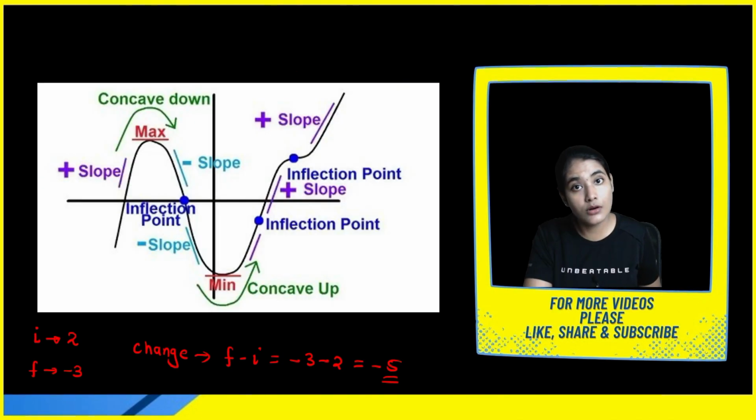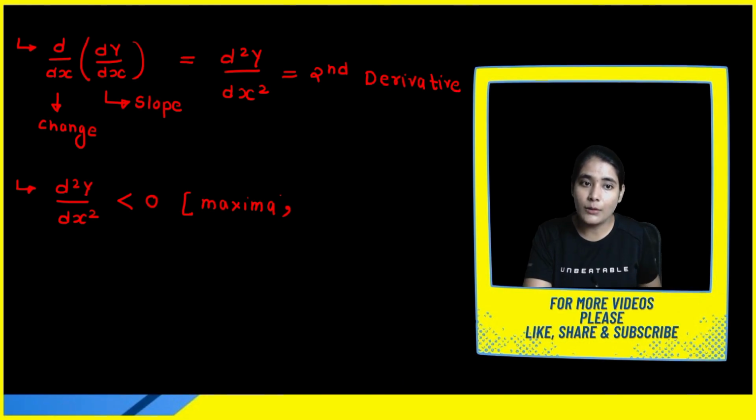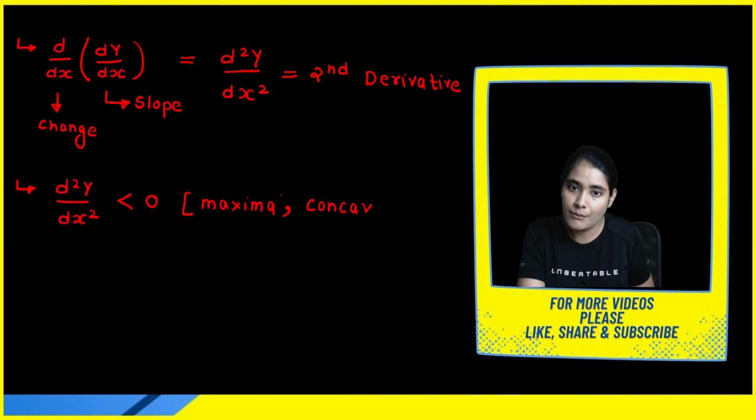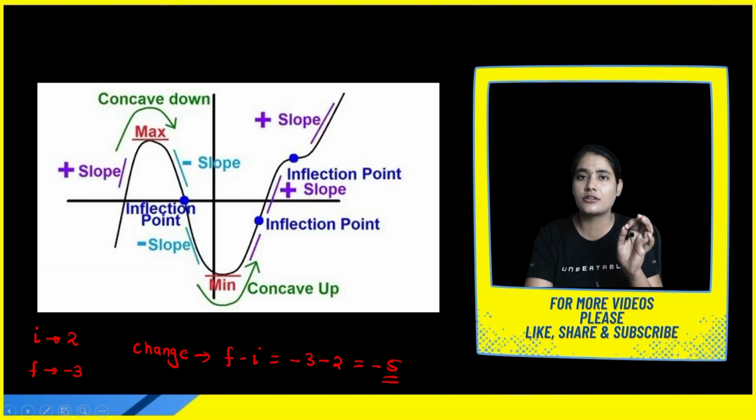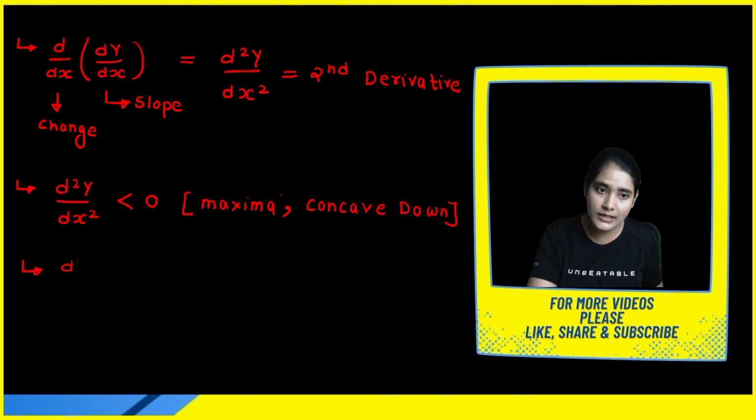There is one more observation. If your double derivative value is negative, you get the point of maxima as well as the concave down condition. So if your double derivative value is less than 0, you will get the point of maxima and the concave down condition. If you all are able to understand this, trust me, after this video you will never forget the point of inflection, because I am creating the base.